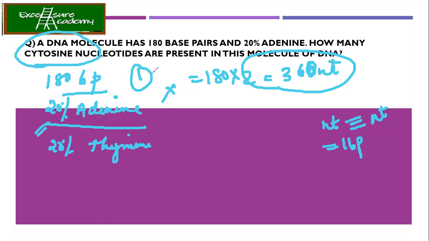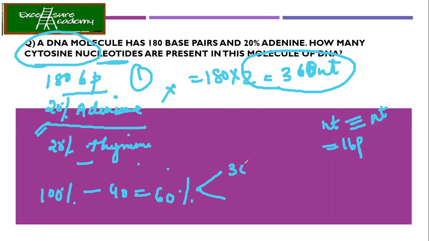Okay, so this is the first step. Now what should be the second step? The question is how many cytosine nucleotides they're asking. So instead of going the lengthy way, first calculating adenine, then thymine, then guanine and cytosine, I'll go directly for the cytosine. So how can I do that? In 100 percent, 20% is adenine, 20% is thymine. So how much is left? 60%. So each is 30%, 30% G and 30% C. Agree?